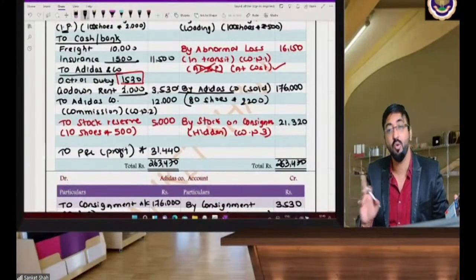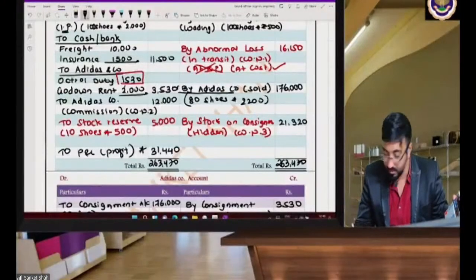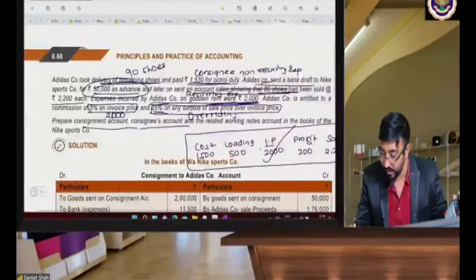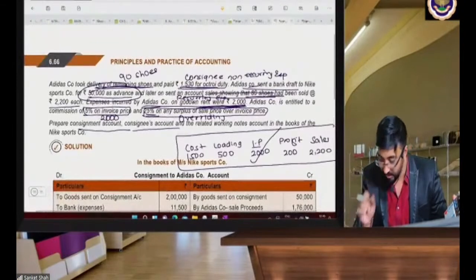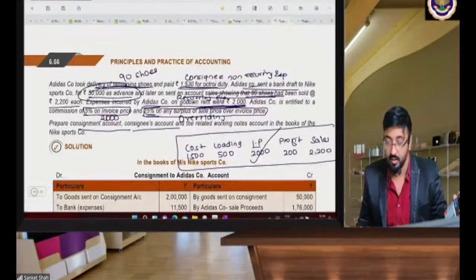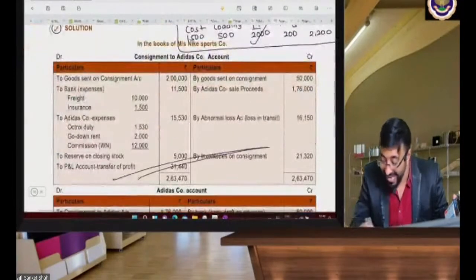The ICAI answer is 31,440. There is no cross tally, beta. If the ICAI answer and your answer match, then only you will get the marks. So let's check whether you are getting the answer 31,440. Let's check the answer. And the last one, prepare consignment account and consignee's account. I hope they have given the sentence. We have cleared the amount. So here, we have to find whether 31,440 is correct or not.